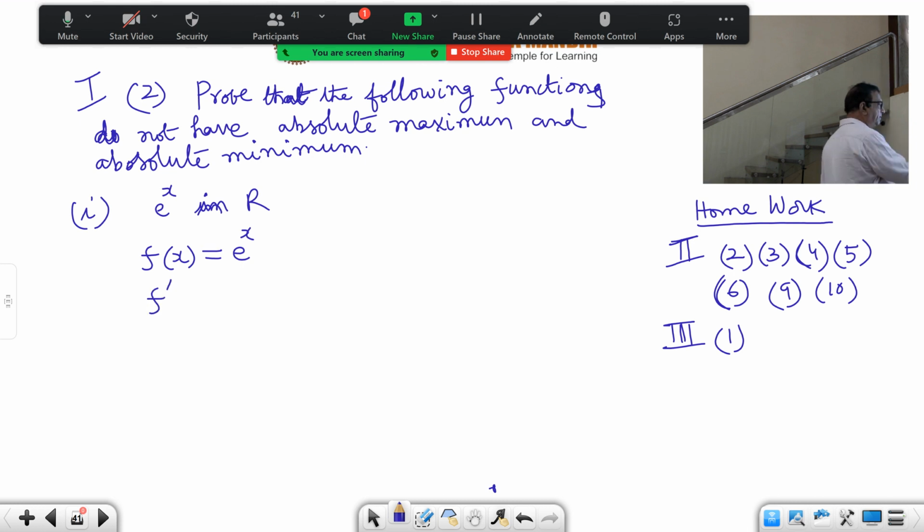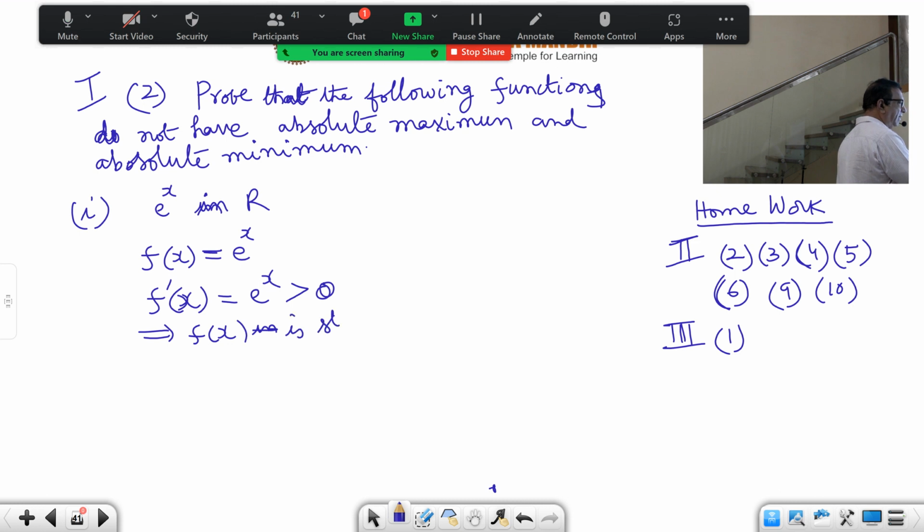What is f dash x? E power x only. And you know that e power x is always positive. It is never 0 also. That means f of x is strictly increasing. The derivative is always positive, meaning strictly increasing in its entire domain R.